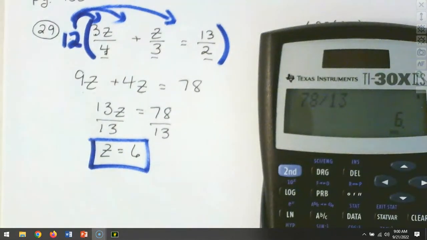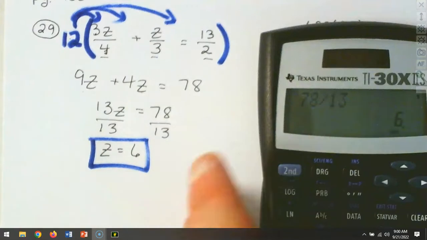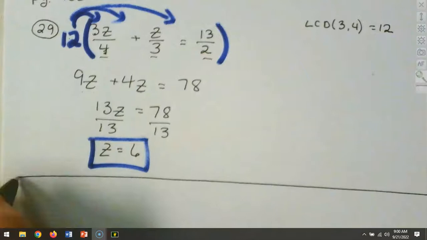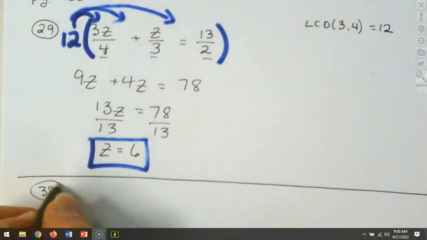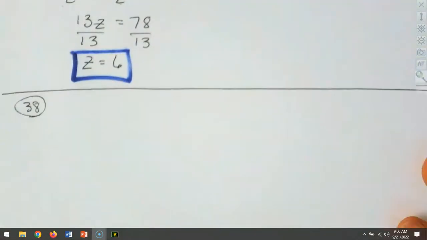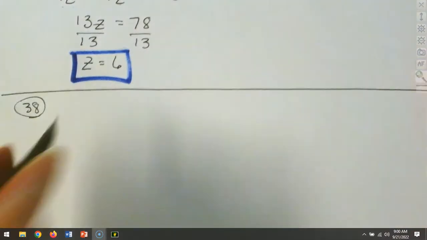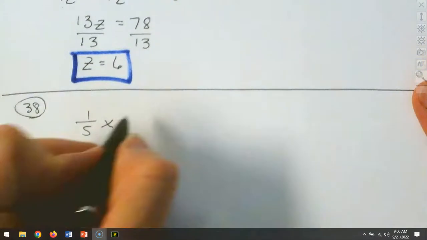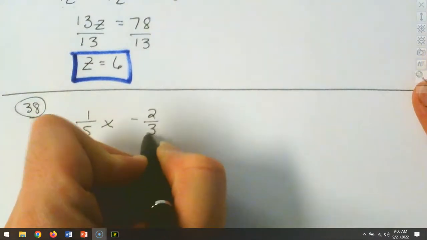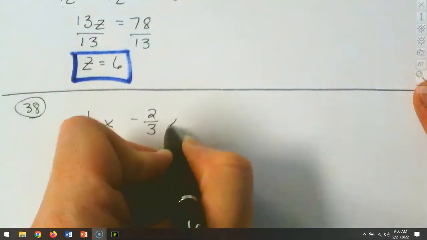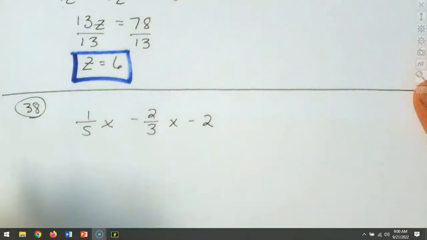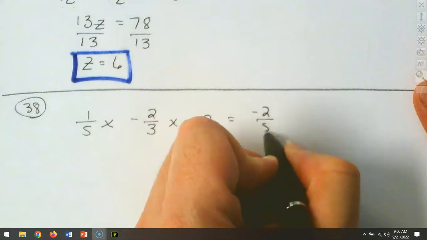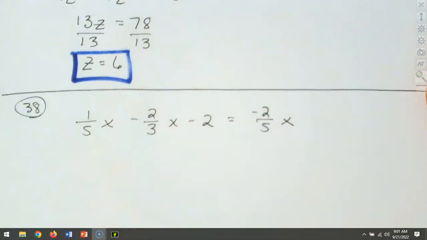Okay, we're going to do more fractions now. How about 38? We have to get used to clearing these fractions out. And we've got 1/5 x minus 2/3 x minus 2 equals minus 2/5 x.